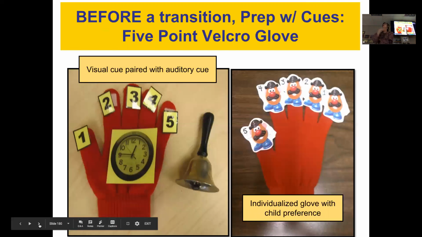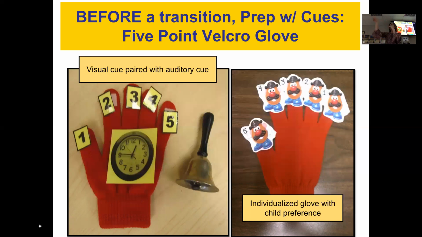Here's an example of a 5-point timer. One person had a glove with a clock in the middle. Another person, and it might be in one of the pictures too, had the 5 points, the 5 numbers. I like to use more like smiley faces, whatever. And then they had the actual activity that comes next in the center of the glove.